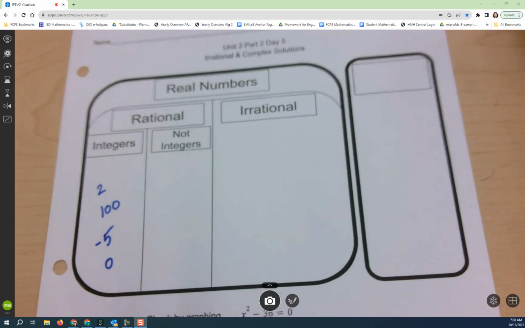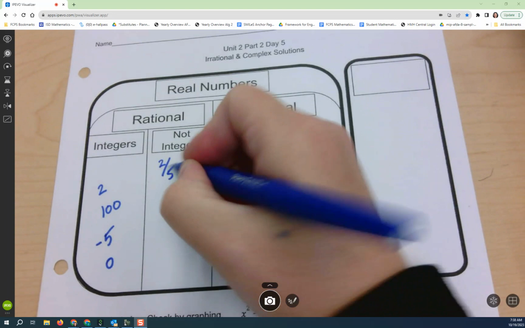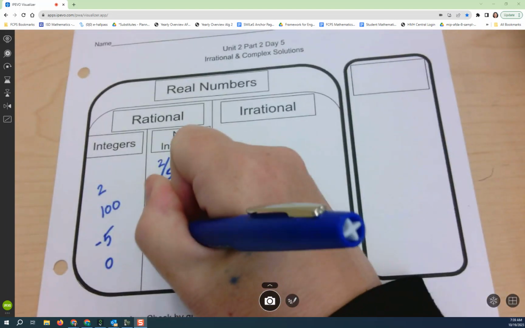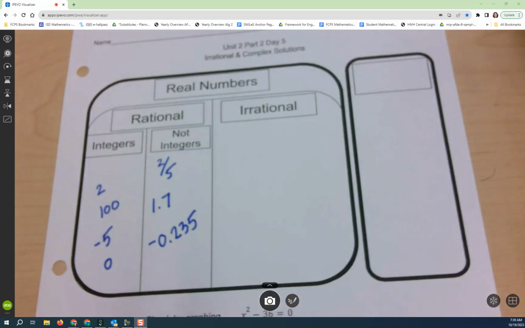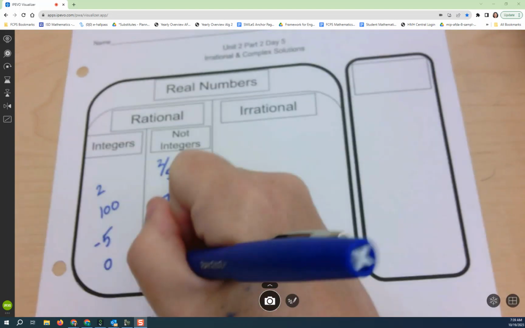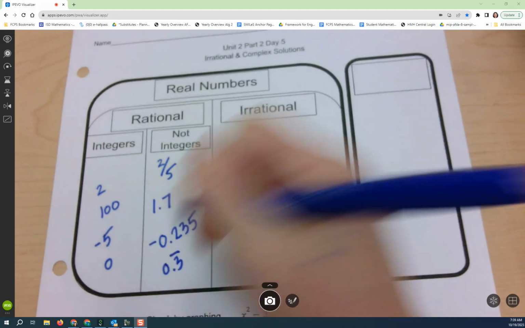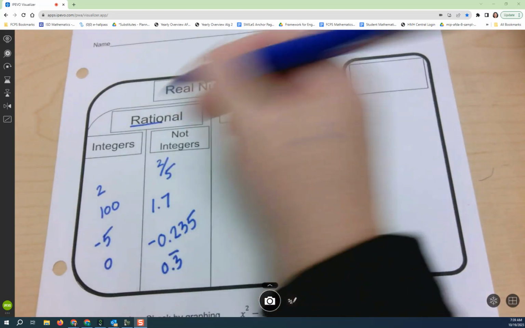Not integers could be fractions or decimals like 2/5, 1.7, and they can be negative as well, -0.235. And they can be decimals that go forever if they repeat. So 0.3 repeating is a rational number as well. And we know that they're rational because they can be made into ratios.